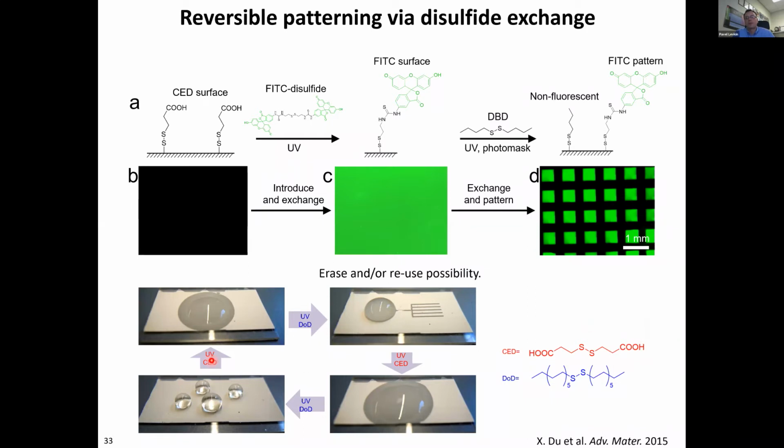And here is another example of such an application of this dynamic surface functionalization. We can start from a hydrophilic surface and make a hydrophilic-hydrophobic pattern with a hydrophobic disulfide. Then we can erase this pattern with a hydrophilic disulfide, go back to a hydrophilic surface, and so on. So we can cycle this process multiple times.